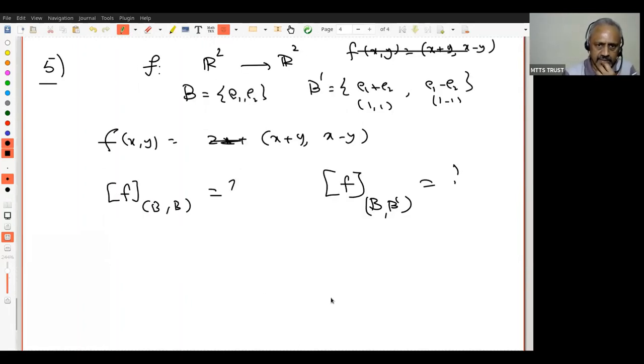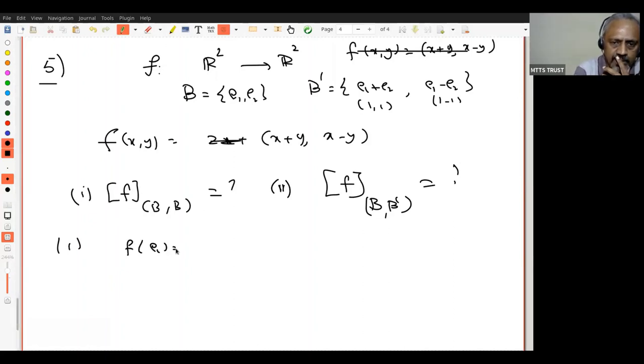Okay, let us do that. So let us look at this first. This is case one, this is case two. So case one: what is the first column? The first column is f of e1. I have to find out what is f of e1. That you can see is (1, 1). Remember I said x is 1, y is 0, but I can do a faster way: look at the coefficient of x and write it. x is 1, therefore 1. Therefore, the first column is going to be (1, 1).